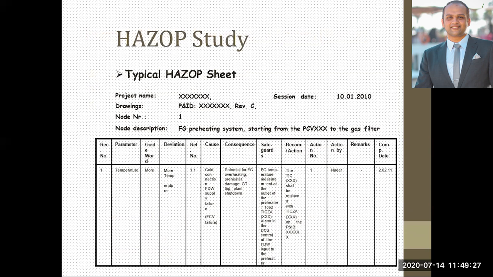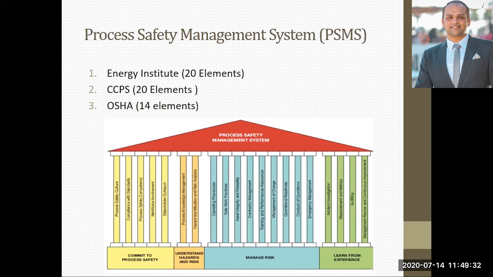Last slide for today is the process safety management system. We have three institutions that provide their way of maintaining process safety management in any facility or any company. The three are Energy Institute, CCPS, and OSHA.